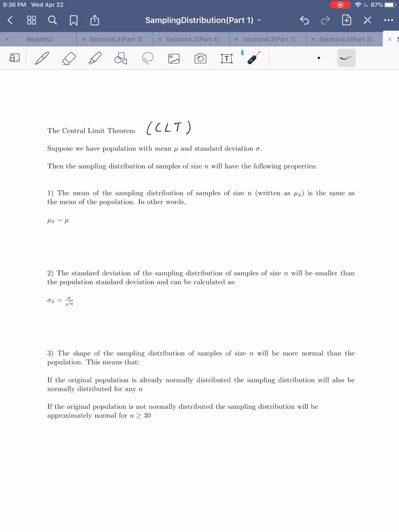So let's talk about what the central limit theorem really means. It says suppose we have some population that has a mean mu. Remember, mu is our standard notation for the mean of a population, and standard deviation sigma, because again, we're talking about the standard deviation of a population. So we have a population and we know its mean and its standard deviation. Then the sampling distribution of samples of size n will have the following three properties. These are three things we know automatically about the sampling distribution based on what we're told about the population.